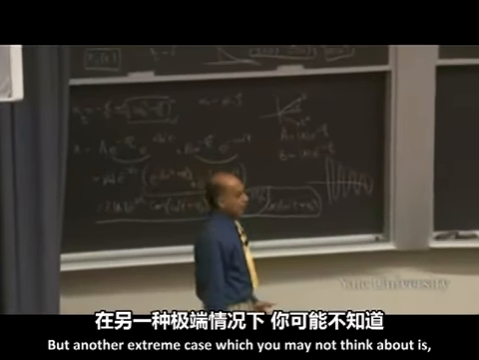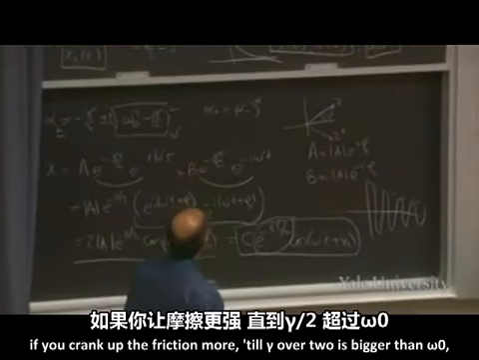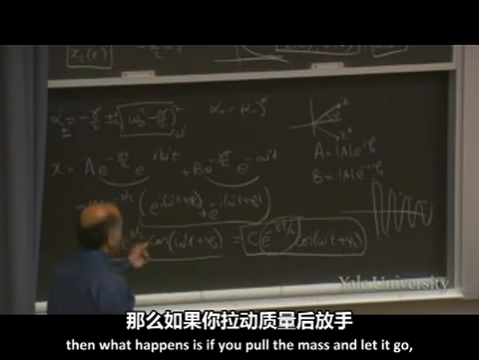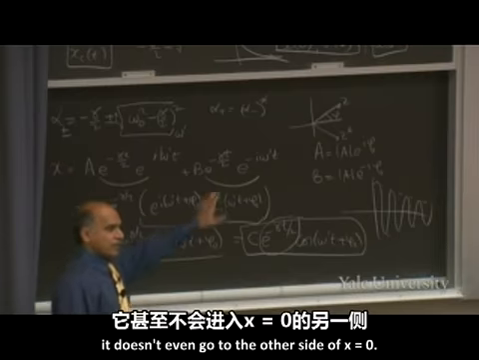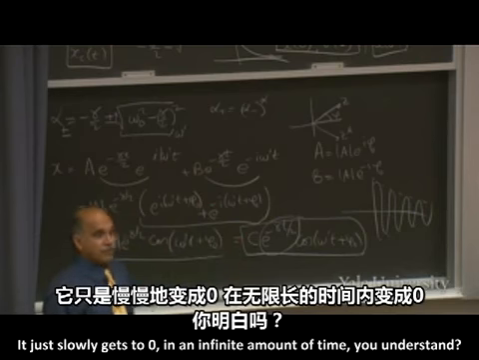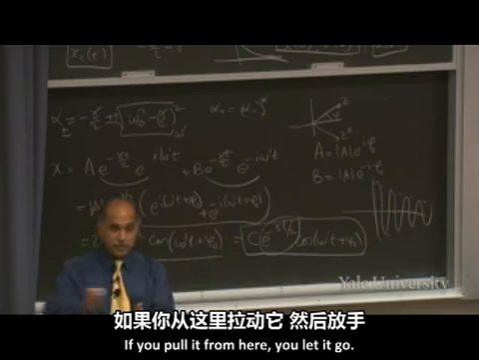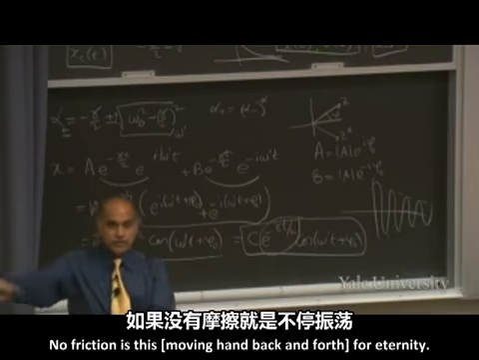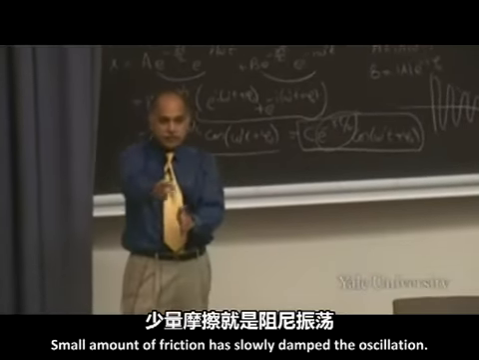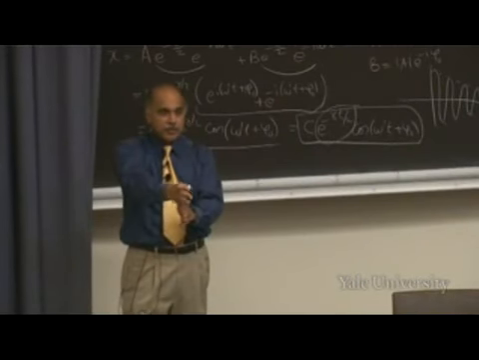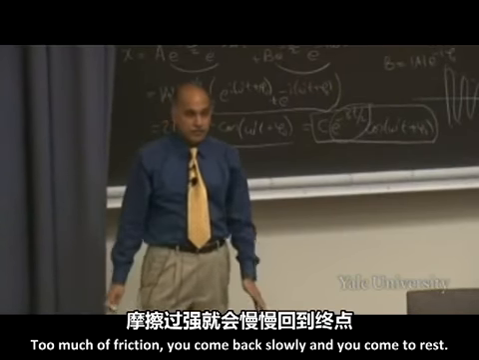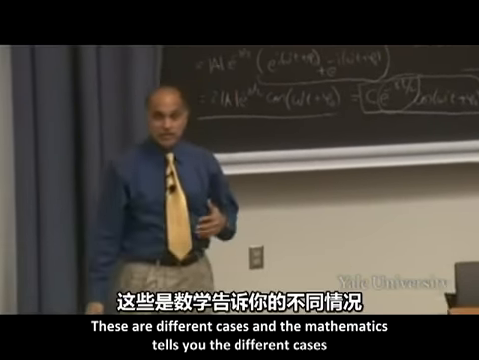But another extreme case, which you may not think about, is if you crank up the friction more till gamma over 2 is bigger than omega naught. Then what happens is, if you pull the mass and let it go, it doesn't even go to the other side of x equals 0. It just slowly gets to 0 in infinite amount of time. You understand? If you pull it from here, you let it go, no friction is this for eternity. Small amount of friction slowly damps the oscillation. Too much friction, you come back slowly and you come to rest. These are the different cases, and the mathematics tells you the different cases.